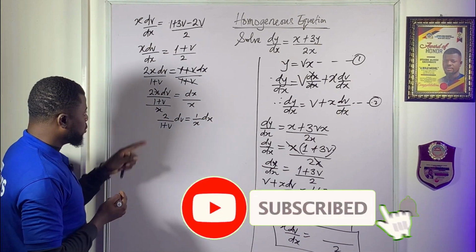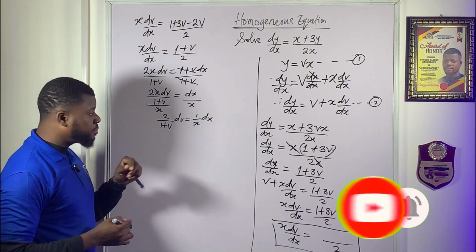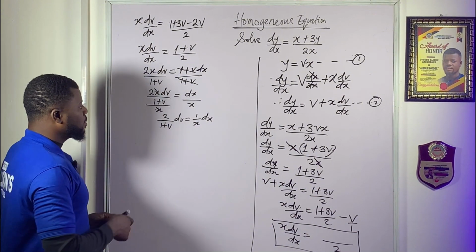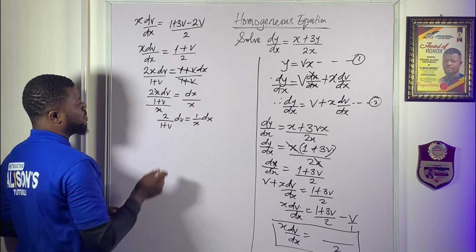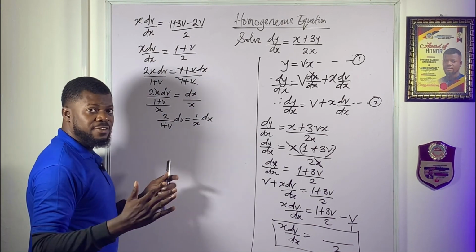All right, because 2 times dv, excuse me, 2 times dv, that will give us 2 dv. 1 times the x, that will still give us the x. So we are still on the same plane. Now, if you notice, we've separated the variable.